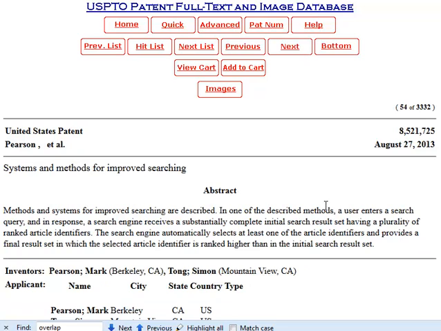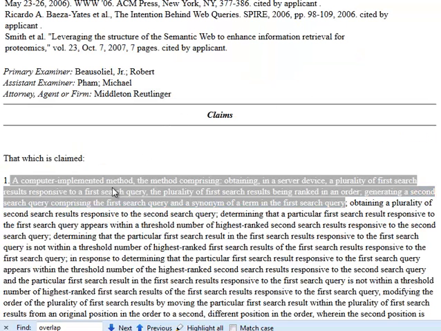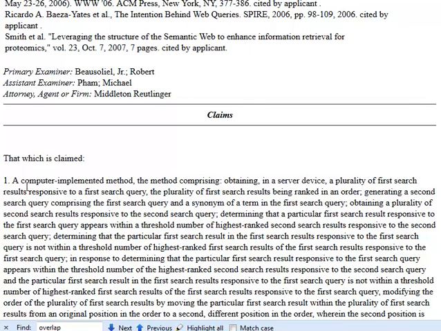Okay, so this one was from just a few days earlier, and this is the systems and methods for improving searching. And what they're talking about here, methods and systems for improved searching, are described. Okay, that was lovely jargon again. All right, so let's come down to the guts of it, because this is where it gets a whole lot better. A computer-implemented method, blah, blah, blah, obtaining in a service device a plurality of the first search results responsive to a first search query. All right, so we've got our seed term, right? And the seed term brings back a set of results.